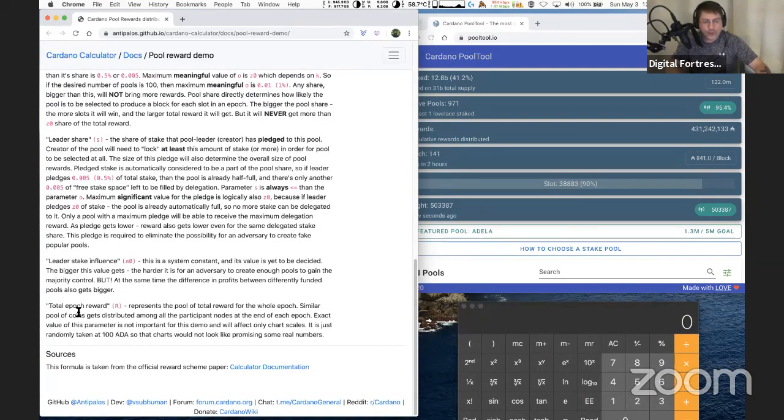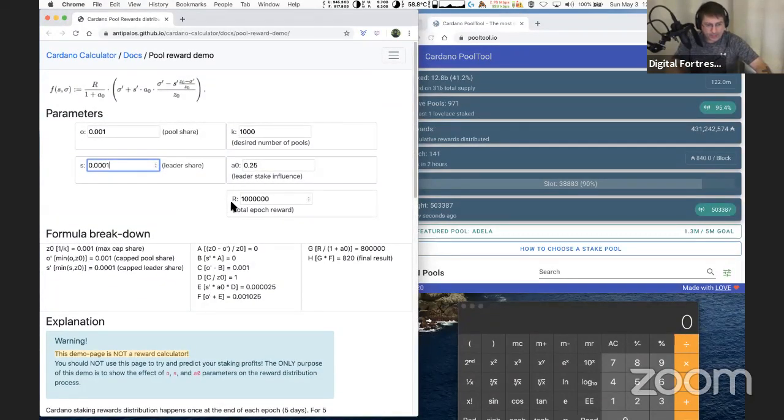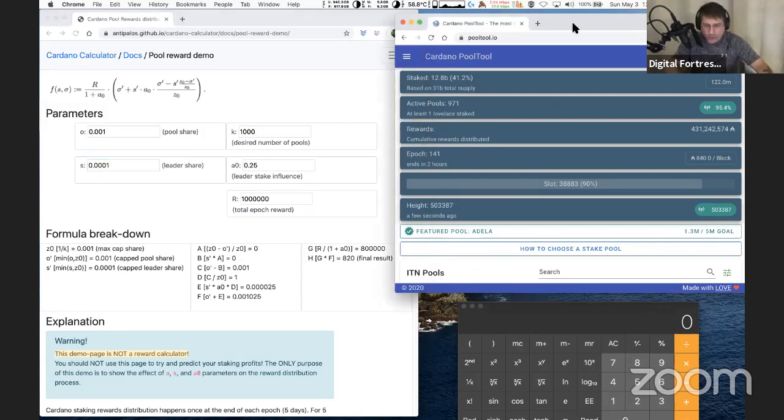So I've got to figure out the total epoch reward. R represents the pool of total rewards for the whole epoch. Then I can start smashing numbers in here like a dumb chimp and try to figure out something. And so I'm going to go over here. What is the total rewards per epoch?